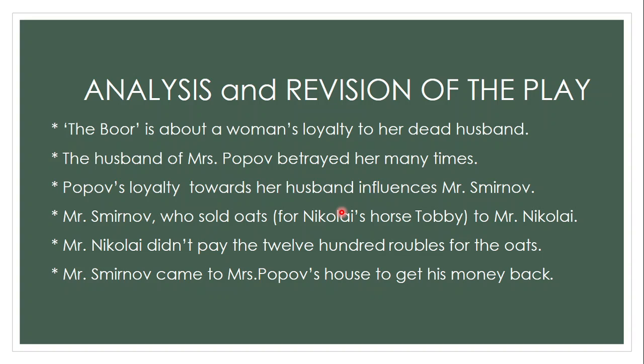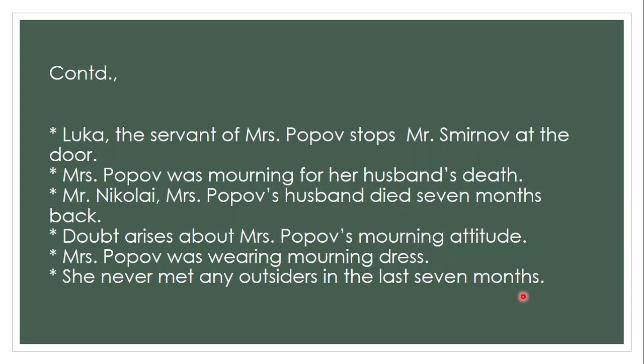Nikolai has to pay him 1200 rubles because he never paid for that, and now he remembered it and came to get his money back. Nikolai didn't pay the 1200 rubles for the oats. Smirnov came to Mrs. Popov's house to get his money back. At the beginning of the play, Luka, the servant of Mrs. Popov, stops Mr. Smirnov at the door. In the play, we also had another word. Can you remember? Reception. Right.